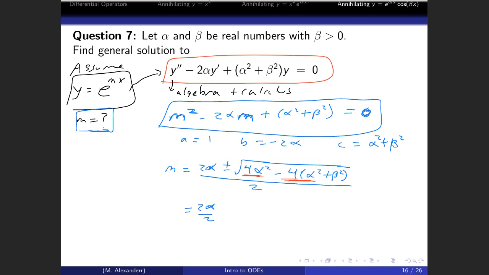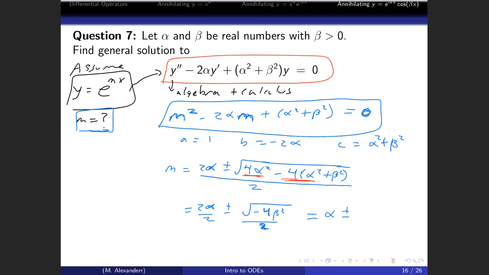So let me write down the details. So this is plus or minus, and then you get the square root of -4 beta squared divided by 2. All right, so now we need to simplify this a little bit more. So this is alpha plus or minus, and then the 4 can be taken out of the square root, and when you take it out, it becomes a 2, and that cancels out with the 2 on the bottom. And then we have a negative beta squared inside the square root.